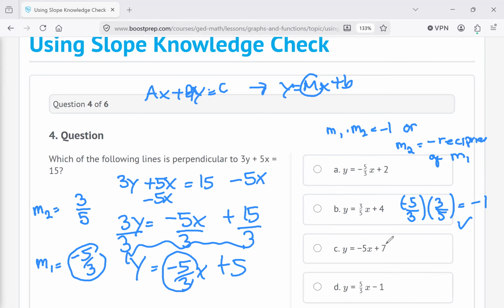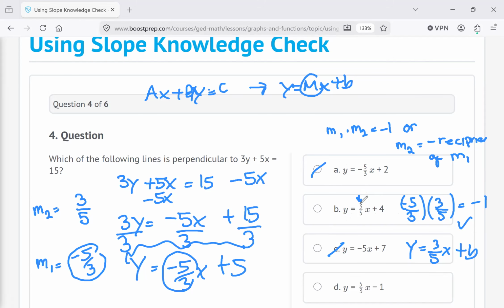So my new line is going to be y equals 3/5 x plus b. Now I don't really care about my b. Which one of these gives you a slope of 3/5? Is it A? No. Is it B? Yes. Is it C? Is it D? No. It's this one. You don't really have to find b as long as the slope gives you 3/5.